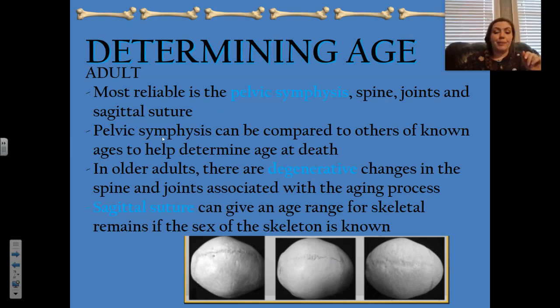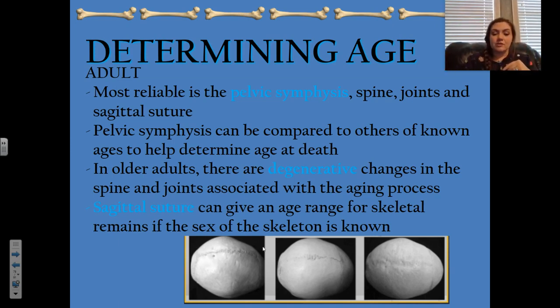Okay. For pelvic symphysis, so in our pelvic bones, they can be compared to others of known ages to help determine age of death. So we have some examples of how worn down they should be. You can usually tell if a woman's gone through childbirth by the way it looks. In older adults, there are degenerative changes in the spine and joints associated with the aging process. So our spine gets more compacted, so that can be telling me age over time.